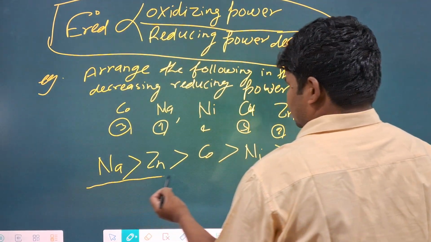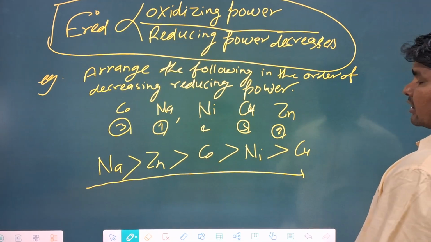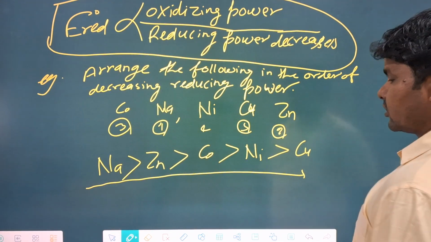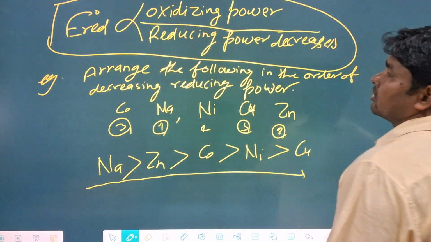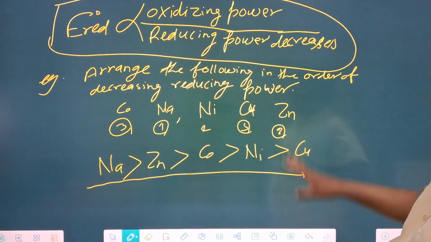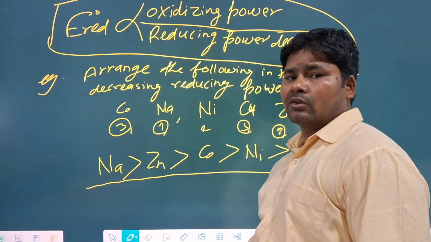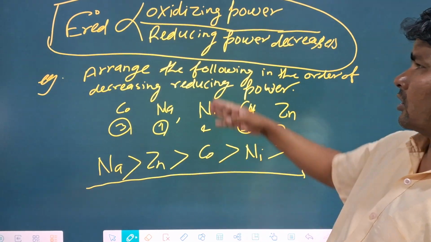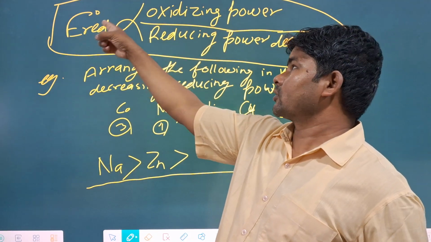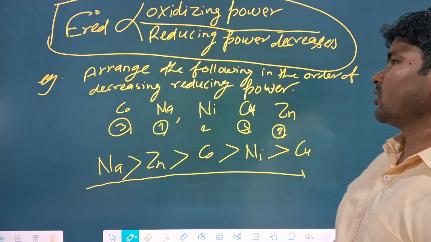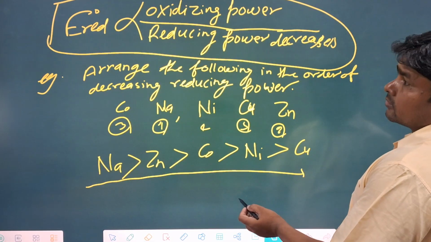Then from the given metals, copper contains the highest value of reduction potential and sodium contains the lowest value of reduction potential. To make reducing power high, the value of reduction potential should be low. Similarly, to make oxidizing power high, the value of standard reduction potential should be high. Then the next question can be explained.